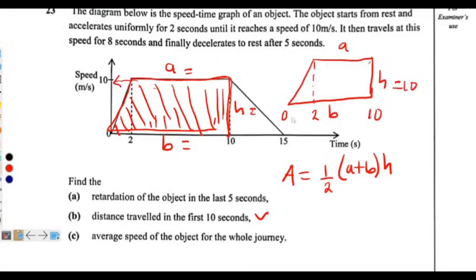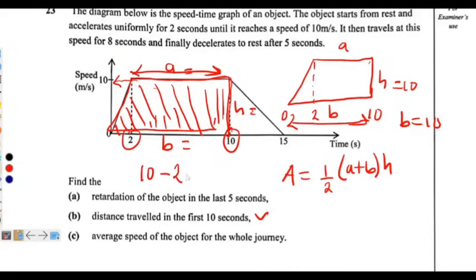Then B is from here up to here. The difference in time, 10 minus 0, is 10. So your B is going to be 10. Then A is the difference also in time from here up to here. Here you have a 10, here you have a 2. So you say 10 minus 2, it will give us 8. So A will be equal to 8.